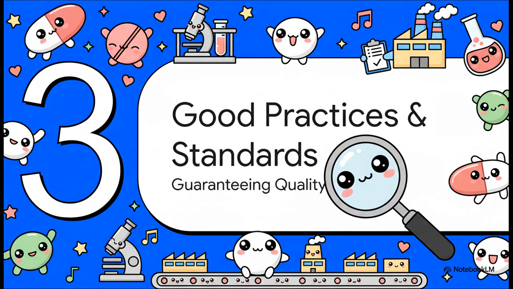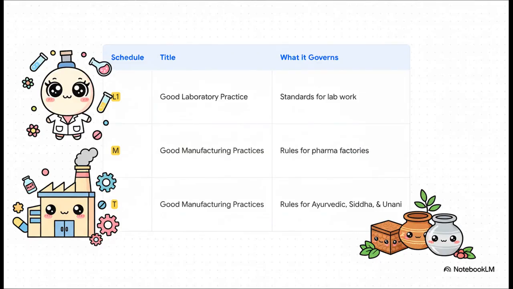And let me tell you, for your exams, this section is absolutely vital. You've got to know this. The easiest way to remember these is as the trio of quality. Schedule L1 sets the standards for good laboratory practice, making sure test results are accurate and reliable. Schedule M is the big one. It's the whole rulebook for good manufacturing practices in modern pharma. And Schedule T is its counterpart, providing the GMP guidelines for traditional medicines like Ayurveda and Siddha.